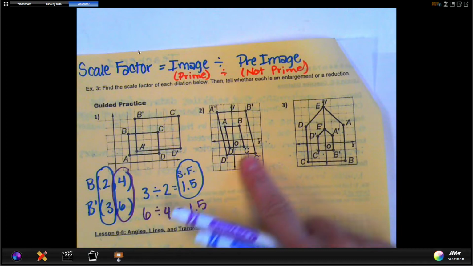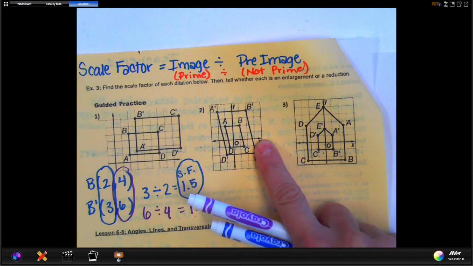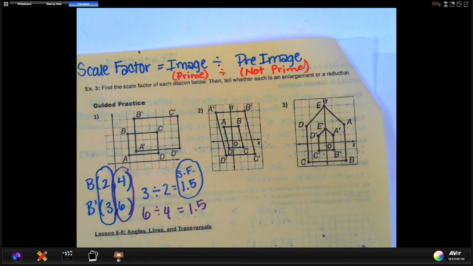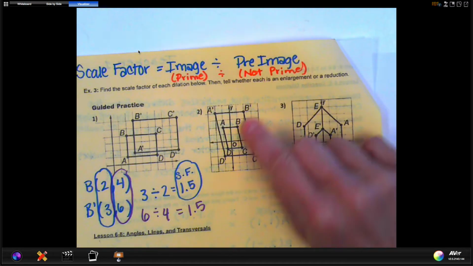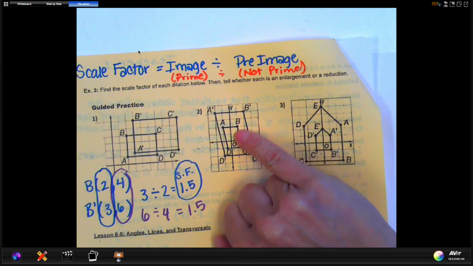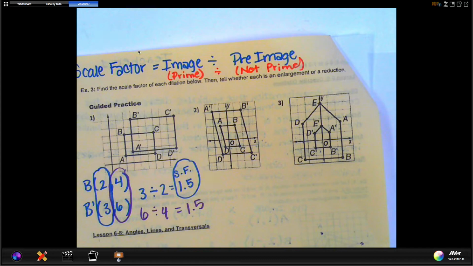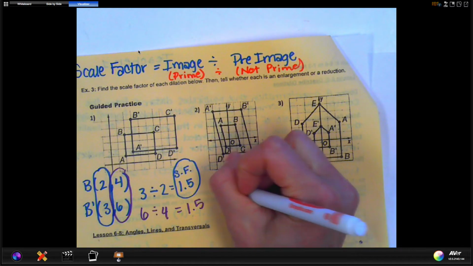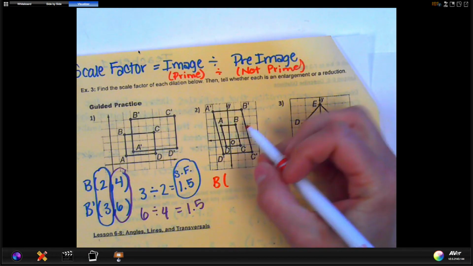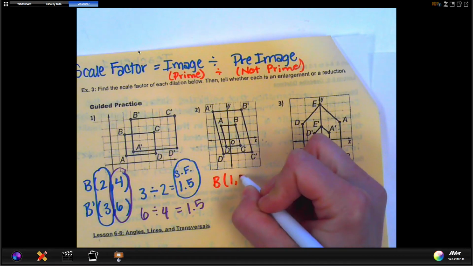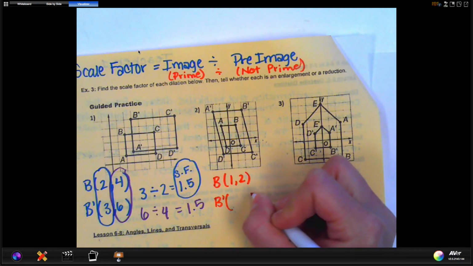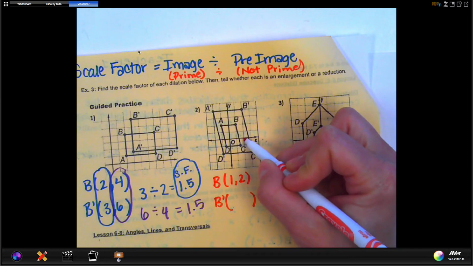So 2 has coordinates in all 4 quadrants, and it doesn't matter which one you choose as long as you choose a corresponding coordinate. So for me, again, I'm going to choose B and B prime because both of them are on perfect corners, so it's not a decimal, and they're both in the positive quadrant. So if I want to work with all positives and I have the choice, I'm going to do that. So again, I'm going to start by listing B. So regular B, our pre-image, is going to be at 1, 2. B prime, in this case, our image is going to be at right 2 and up 4.